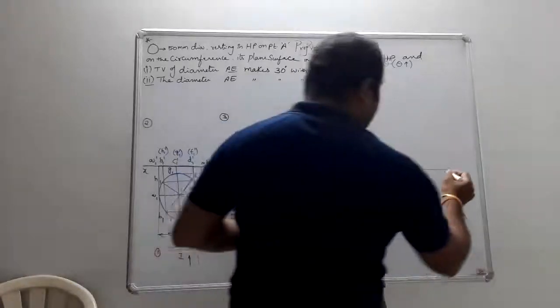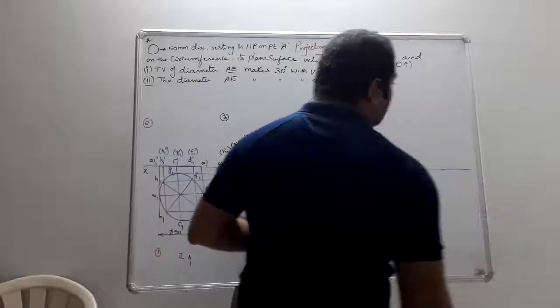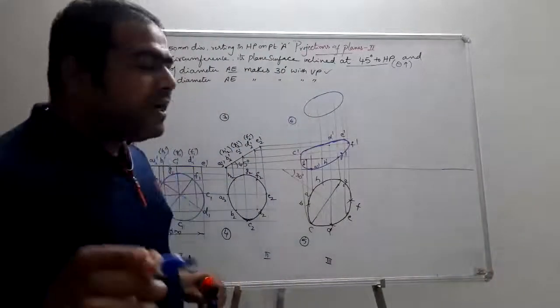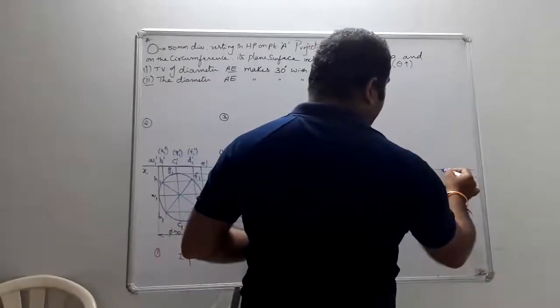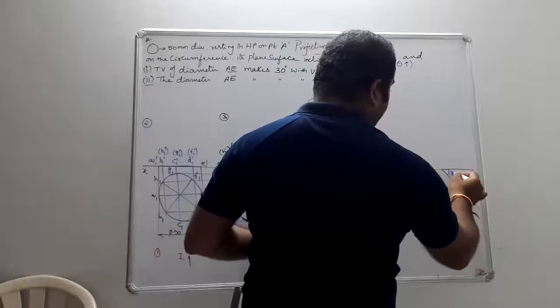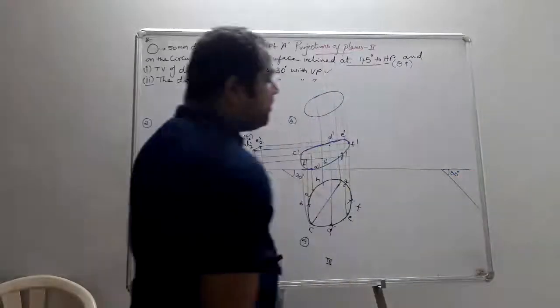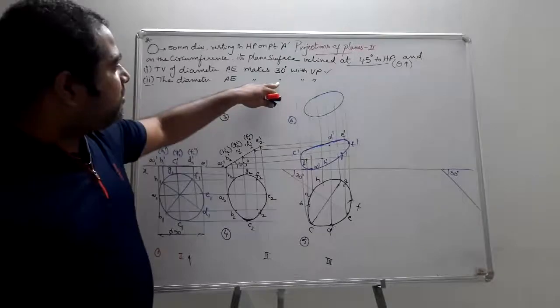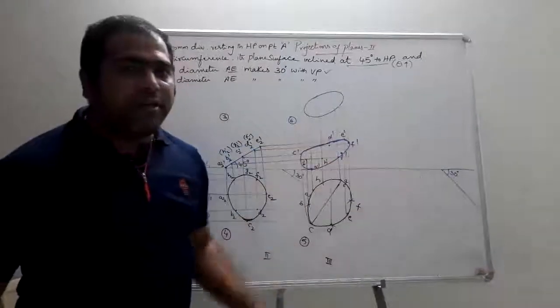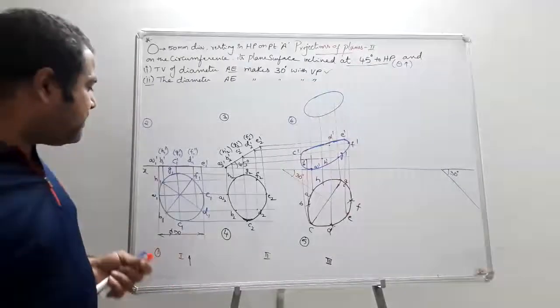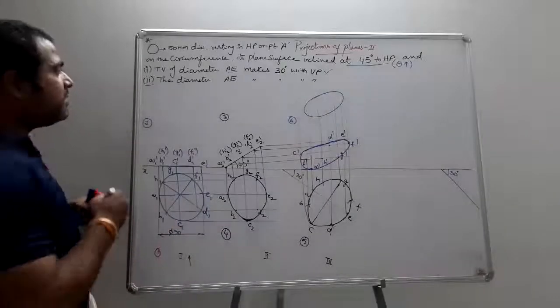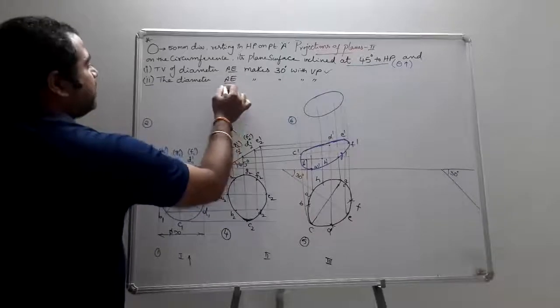So first, let us see. First of all, draw a line of 30 degrees. All of you just see here. So first of all, use 30 degrees with VP. I just draw a line of 30 degrees. Next, take AB as diameter, that is AE. Here I just consider AE. So AE is the diameter of 50.